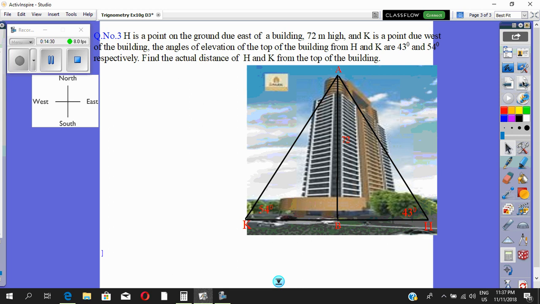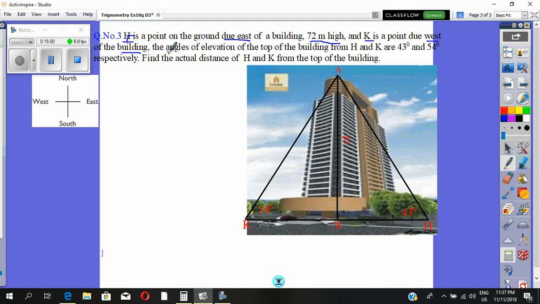Okay, we have another question. Question number 3 of the same exercise. H is a point on the ground due east of a building 72 meters high, and K is a point due west of the building.